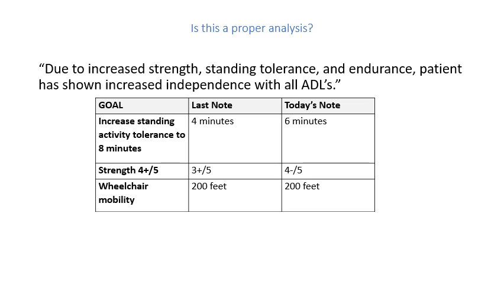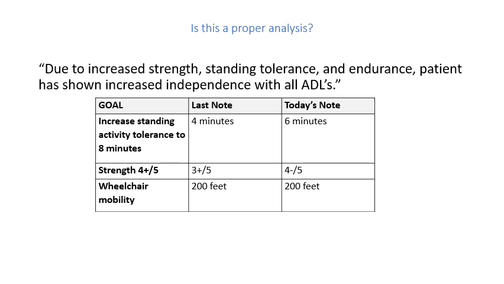This is an occupational therapy analysis statement, and it says this: due to increased strength, standing tolerance, and endurance, patient has shown increased independence with all ADLs. So now let's look at whether or not the objective measurements taken fulfill the necessary criteria to prove that this analysis statement is true.